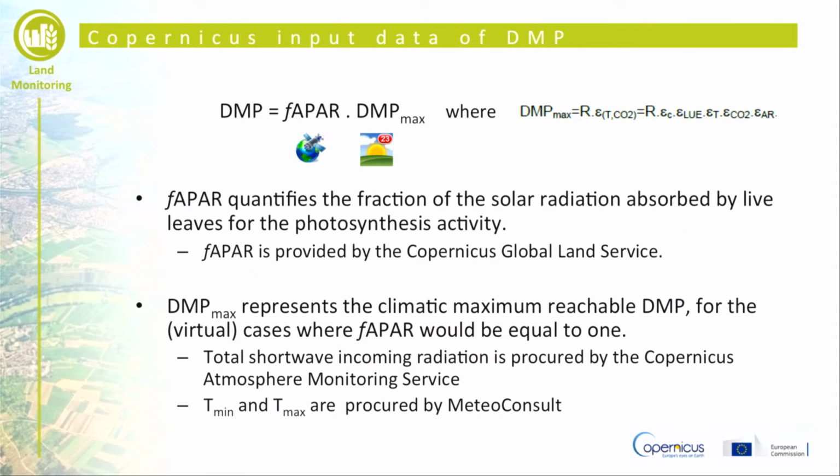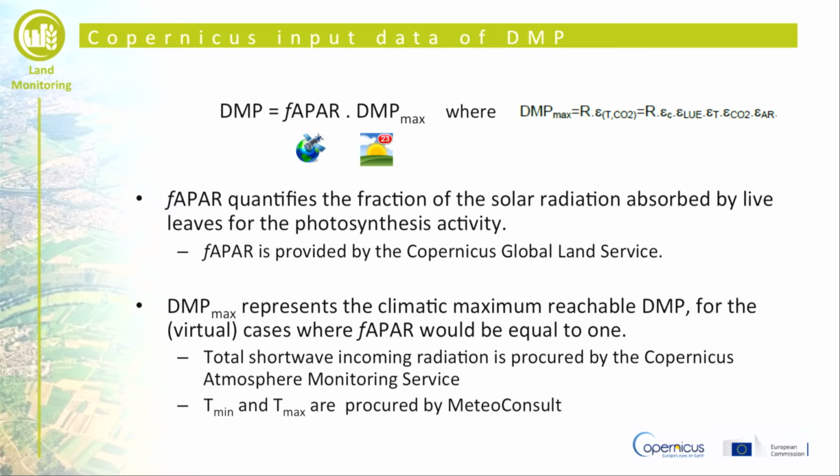What are the Copernicus input data needed to estimate DMP on a forest stand? I remind here the shortened expression of the Monteith equation. The dry matter productivity is equal to the product of the FAPAR index by the maximum DMP. FAPAR quantifies the fraction of the solar radiation absorbed by live leaves for the photosynthesis activity. FAPAR is provided by the Copernicus Global Land Service.